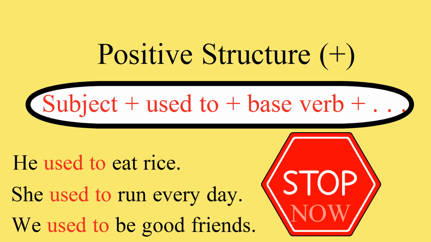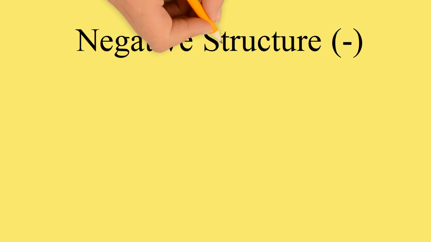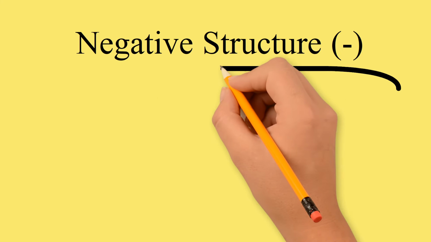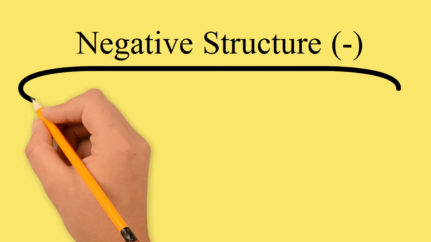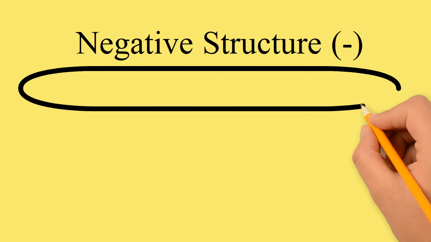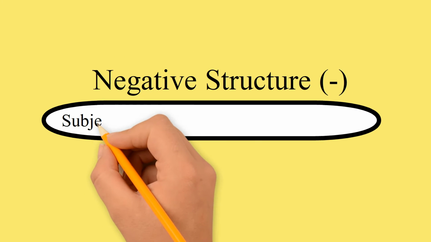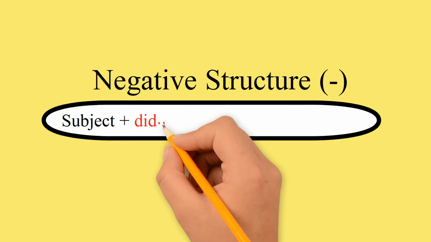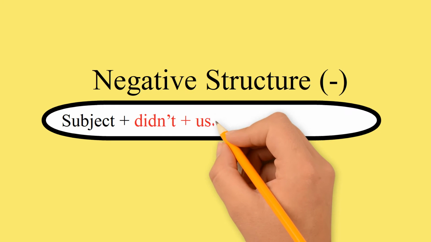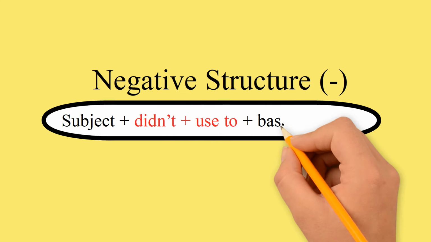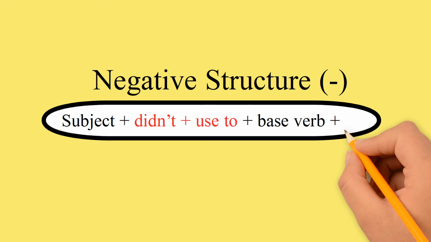Used to in the negative structure. If we want to talk about how a habit or repeated action didn't exist in the past, but it exists now, we can use did not use to. Here, we use use to instead of used to because of the auxiliary verb did, so be careful of the spelling here. Subject plus didn't plus use to plus base verb.